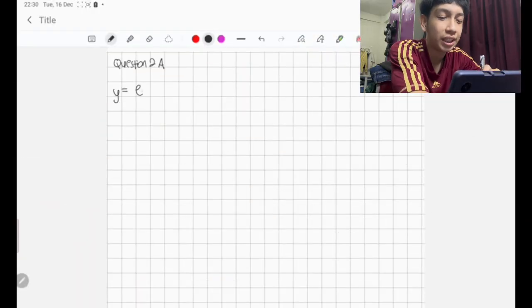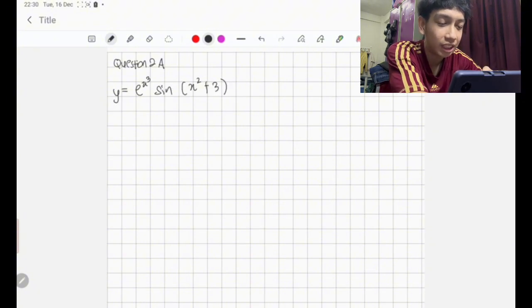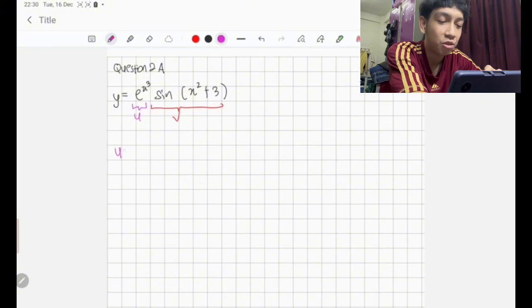Question A, find the dy/dx for the following function. So, the question tells us to find the differentiation of these terms. We define e^(3x) as u and sin(x^2 + 3) as v. So we need to find the u prime. We got u prime is 3e^(3x). So next we need to find the v prime.